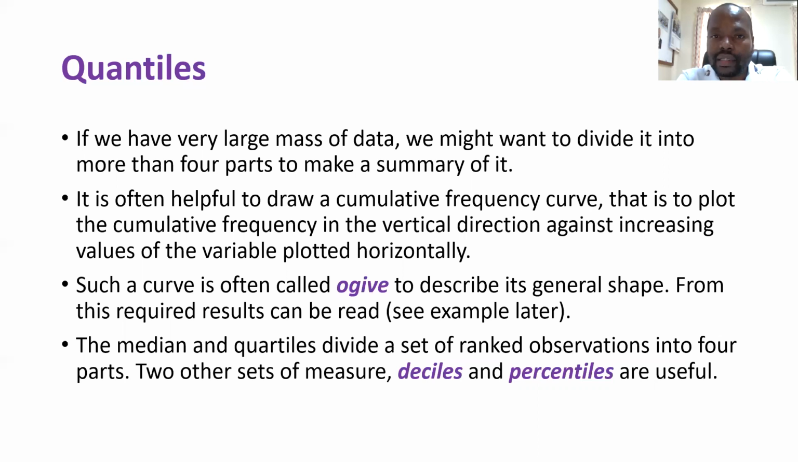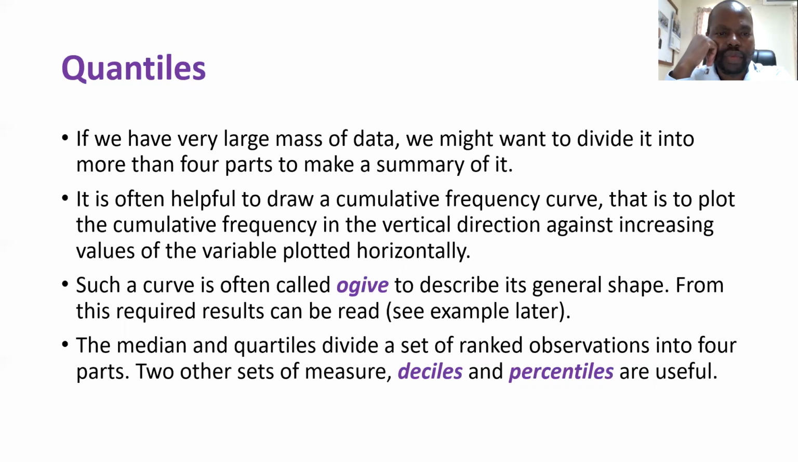So 4 parts, those are the quartiles that we have seen. You have a data point where 25% of the data is lying below it. And then you have the median, 50% lying below the median. You have the third quartile where 75% of the data lies below the third quartile. And then you have these 4 divisions of your data set.